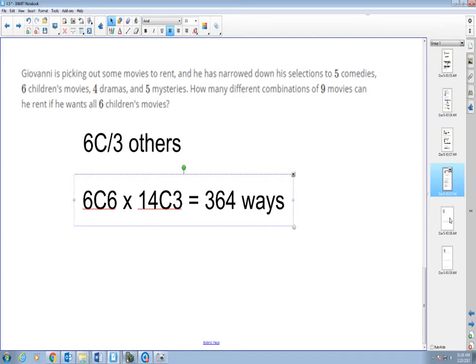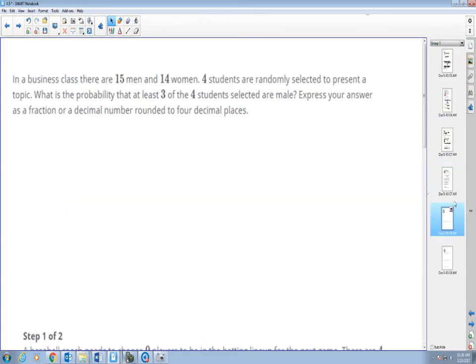Alright, so this one's not that bad. Let's try this one. In a business class, there are 15 men and 14 women. 4 students are randomly selected to present a topic. What is the probability that at least 3 of the 4 selected are male?